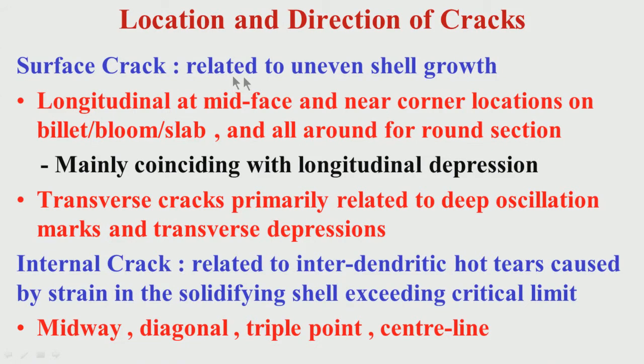What are the types of cracks which will form? It can form on the surface of the cast product, which you can see. So, we call them surface cracks. These are basically related to uneven shell growth.